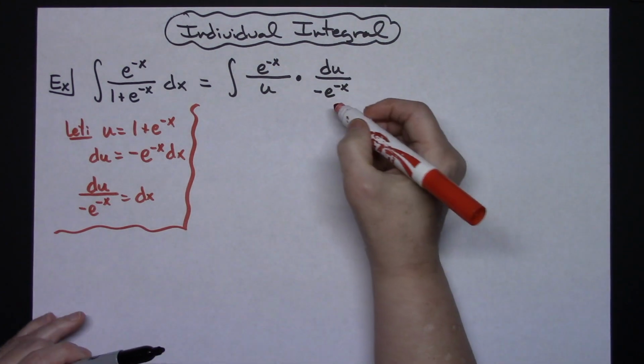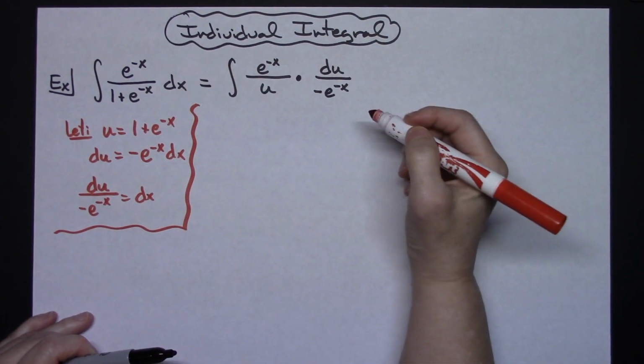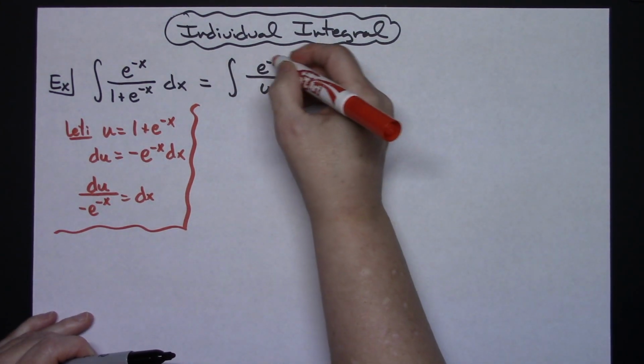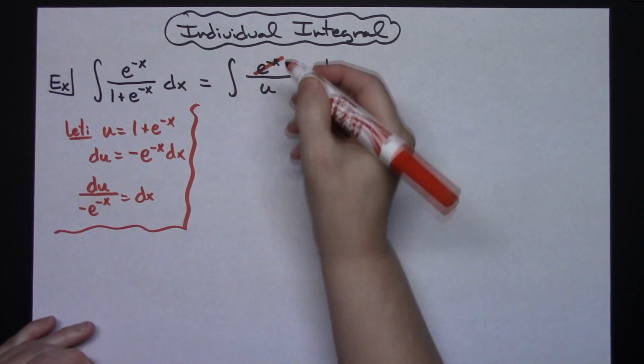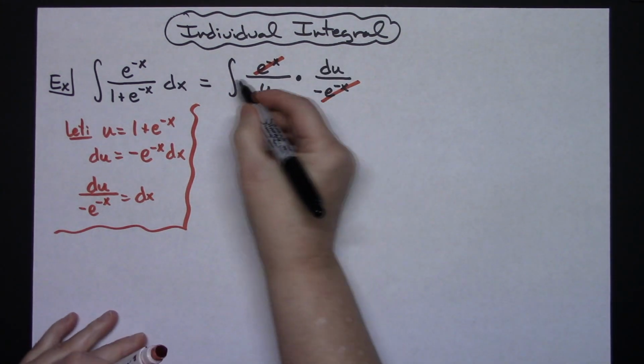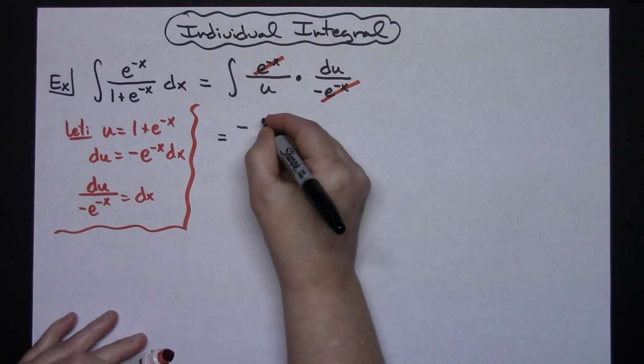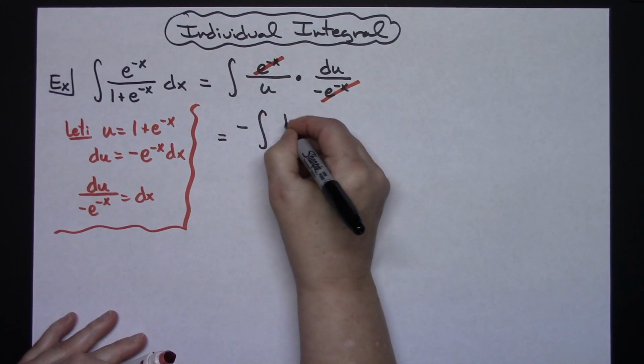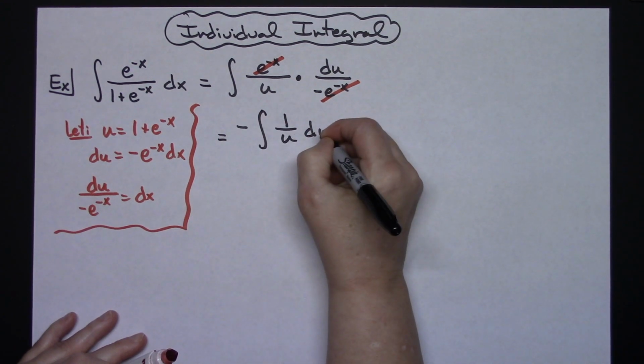Alright, now, as you can see, hopefully you're going to have a negative 1 that's going to get pulled out. This e to the negative x and this e to the negative x are going to cross out. Alright, so pulling that negative out in front, I'll have a negative, the integral of 1 over u du.